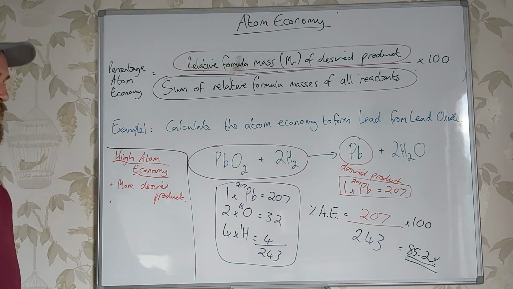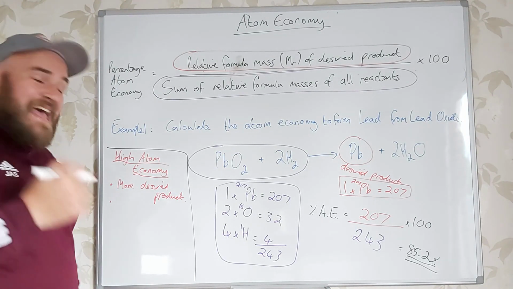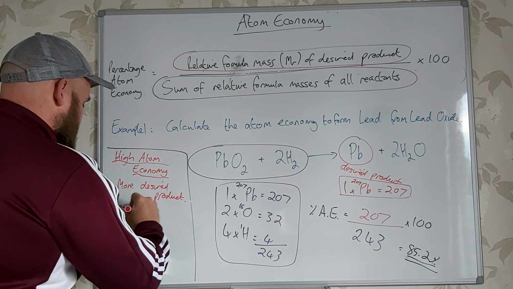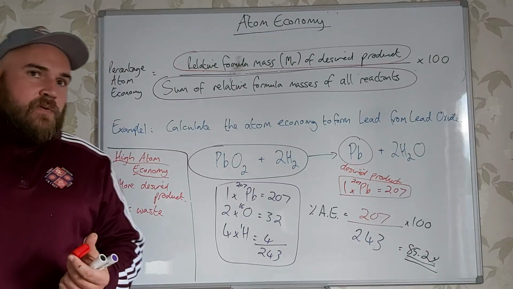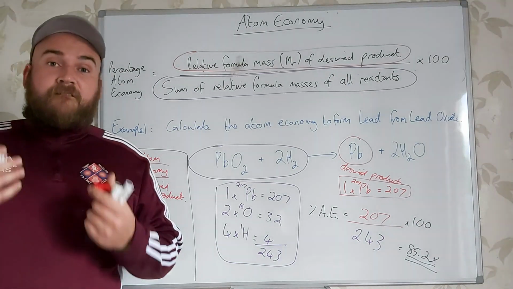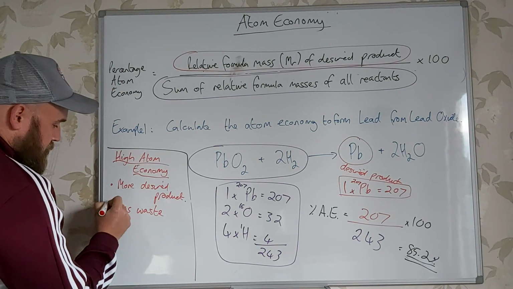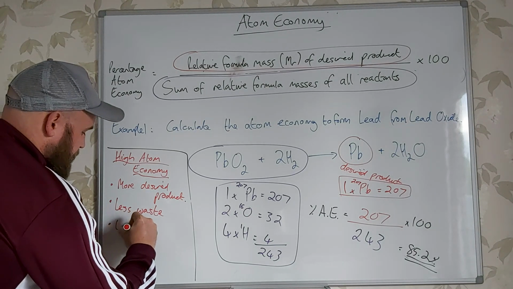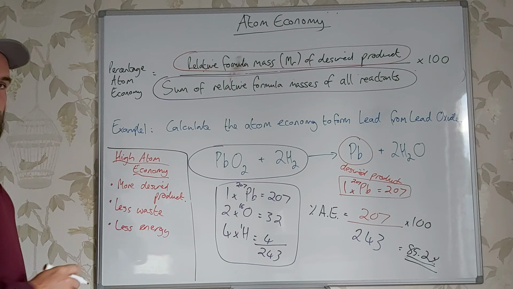Another reason, by having more desired product, we actually end up with less waste. And that's very important, given how a lot of the things we're using are from the earth, which has finite resources, so they will eventually run out. So that's another reason: less energy. Okay, so you've got cheaper energy costs effectively.